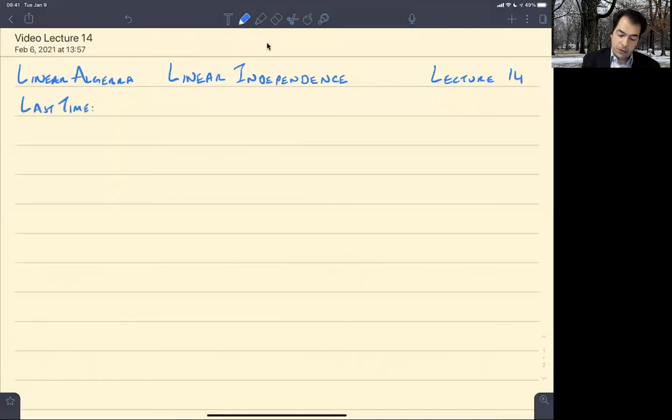So last time, we talked about encoding messages in a way that detects and corrects errors. This time, we're going to talk about possibly the most important concept in this entire semester, linear independence.